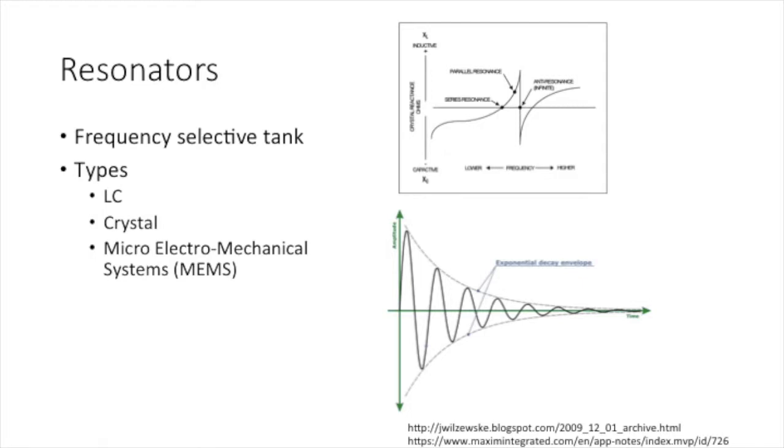This frequency at which its electrical properties change depends on its mechanical or electromagnetic characteristics, and it's called the resonance frequency. There are two types of resonators: electrical, which include inductors and capacitors, LC for short, and mechanical, including crystal oscillators and microelectromechanical systems, or MEMS for short.